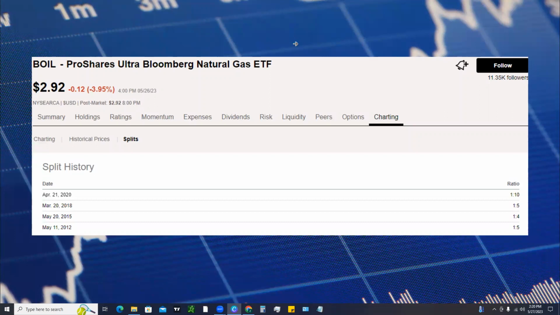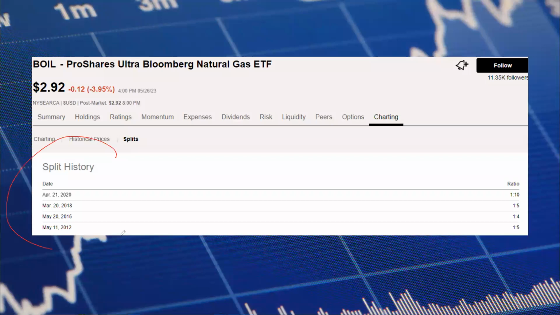Now, there is actually something that I've been talking to a lot of people in my coaching sessions about that they don't realize about the Boyle ETF, and that is stock splits. Okay. And we're actually going to take a look at the split history. It's something really, really shocking and revealing if you're not familiar with this. Okay. So we're going to cover that in today's video.